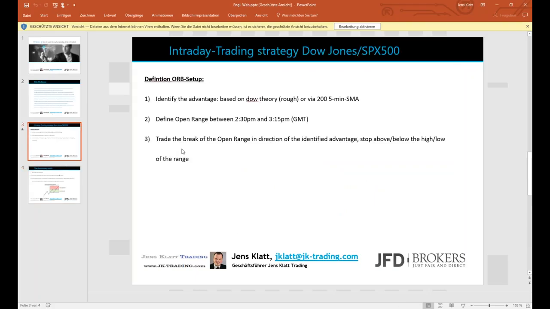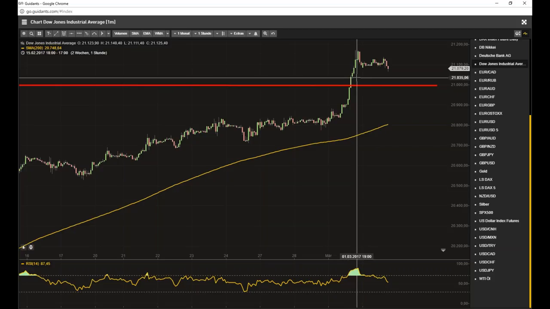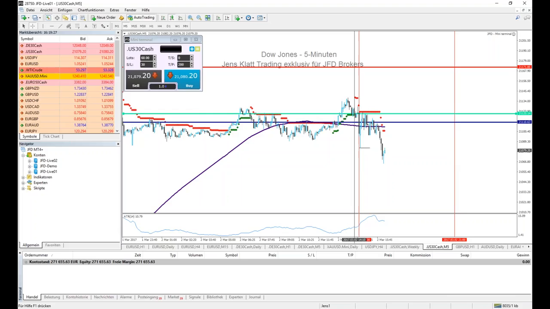And so I think this is exactly where we are today, to have a current example. So we see the huge extension on the upside. I consider this to be the distribution area, and I am not really willing to go long here in this market environment, but I try to build some anti-cyclical shorts here. And then you say the following: you identify the open range, and then you sell the break of those lows here. In this case, you sell 21,082. By the way, I will just bring up an editor here and show what I'm talking about.